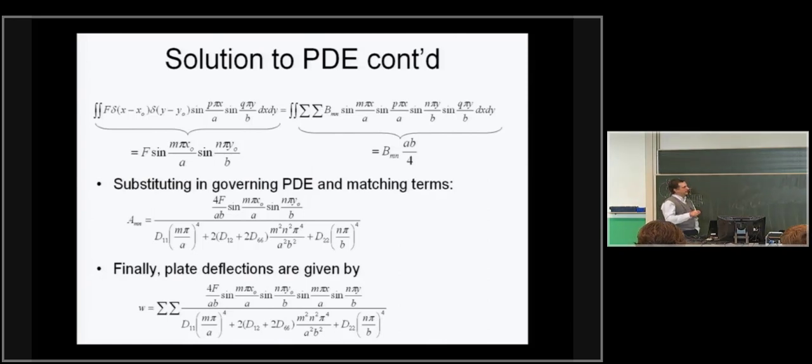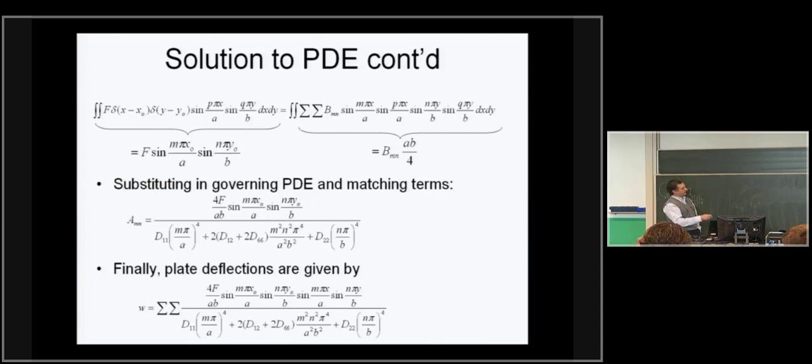multiply each term by the orthogonal function. So wherever I have a sine m pi x over a, I'll multiply by sine p pi x over a, where p now is an integer. And similarly for the y dependence, I will have my original sine n pi y over b, but I also add my sine q pi y over b. I multiply that and I integrate over the entire plate.